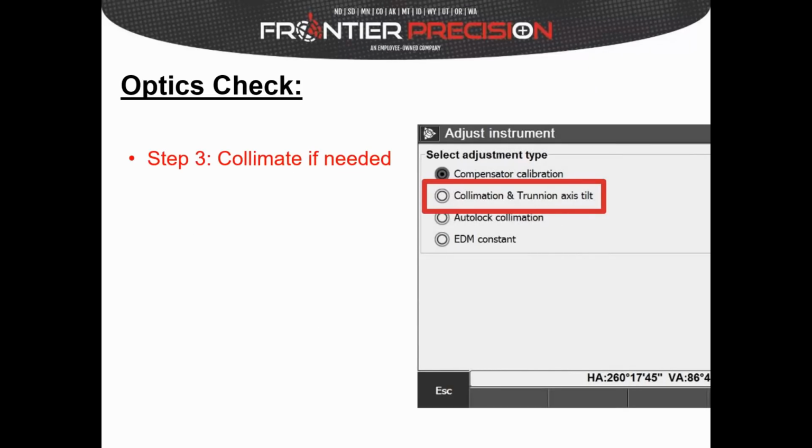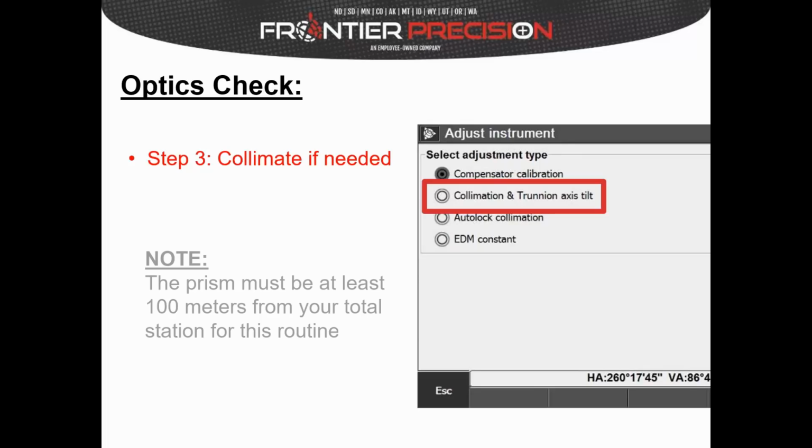This particular one is the collimation and trunnion axis tilt. This one's a little bit more involved. You have to do some manual sighting and some manual turning of the knobs on there, but it's not that hard to do. Make sure though, when you do this adjustment, that your target, or I should say your prism that you're measuring, is at least 100 meters from the instrument. It has to be out 100 meters or more for this to work.